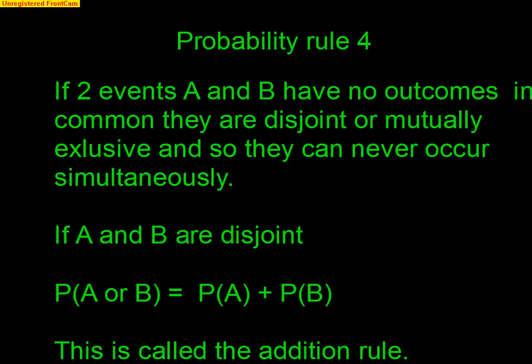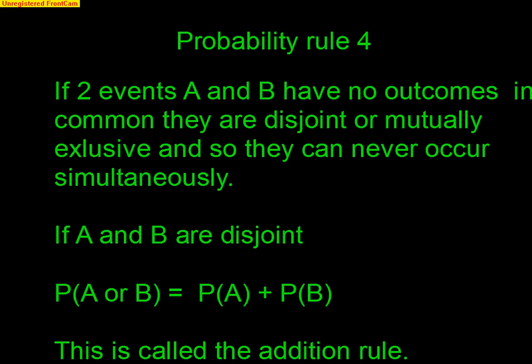Probability rule number 4. If two events, A and B, have no outcomes in common, they are disjoint or mutually exclusive. They can never occur simultaneously. And here are the rules. If A and B are disjoint, then P of A or B is equal to the summation of the two.